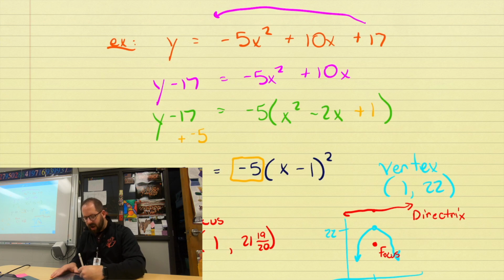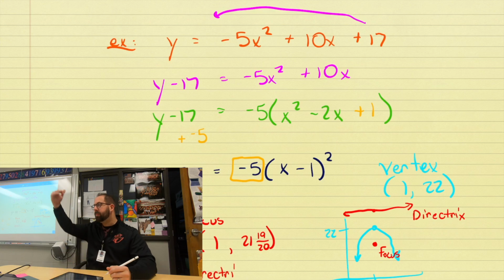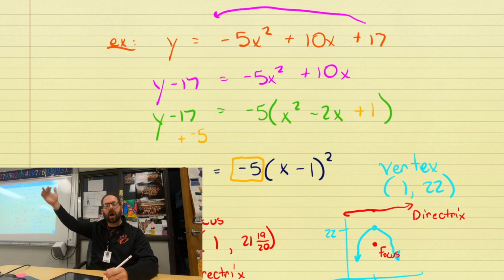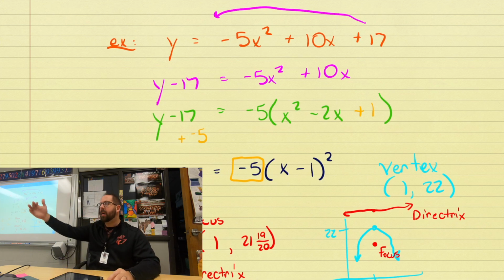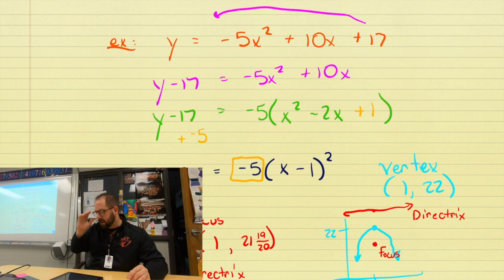Okay, and then the directrix. Well, I had to go up a 20th, right? 1/20th, I had to go up. So it'll be y equals 22 and 1/20th, because I had to go up. That's just whatever y number I hit.